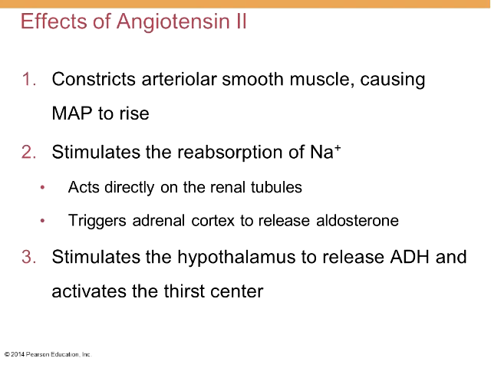Now, the effects of angiotensin 2: it constricts the arterial smooth muscle, which causes the mean arterial pressure to rise, raising our blood pressure. It also stimulates the absorption of sodium. Wherever sodium goes, water follows, so it forces reabsorption of sodium from the renal tubules, the proximal convoluted tubule, the loop of Henle and the distal convoluted tubule, and water will follow. It also triggers the adrenal cortex to release aldosterone, which does exactly the same thing.